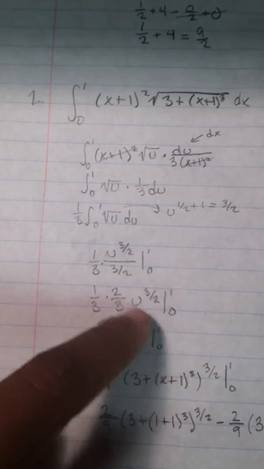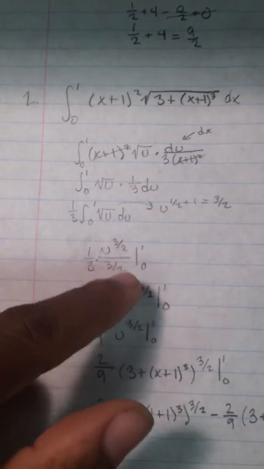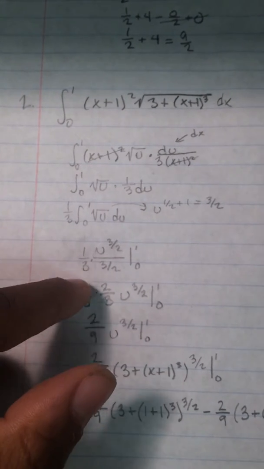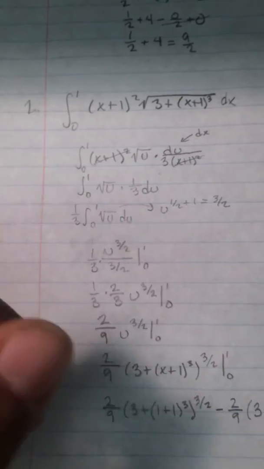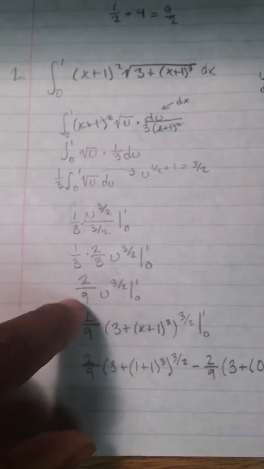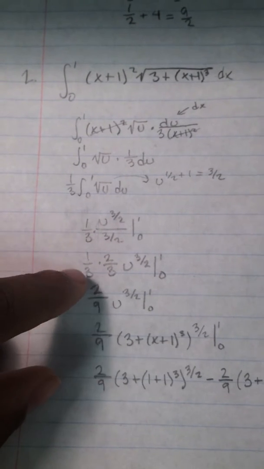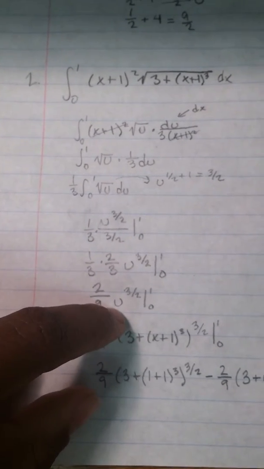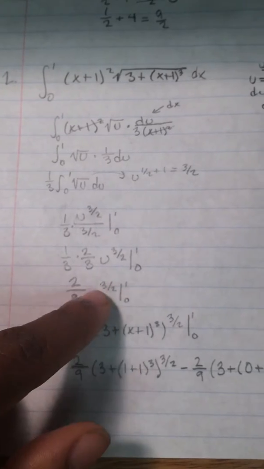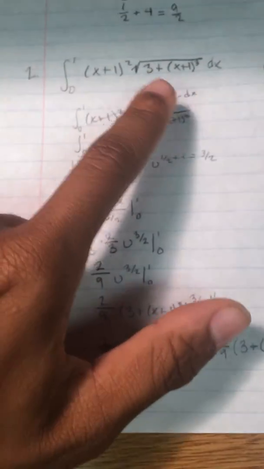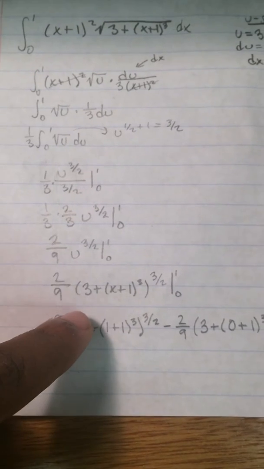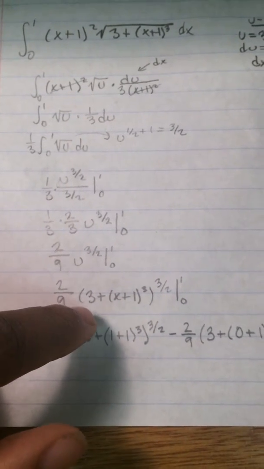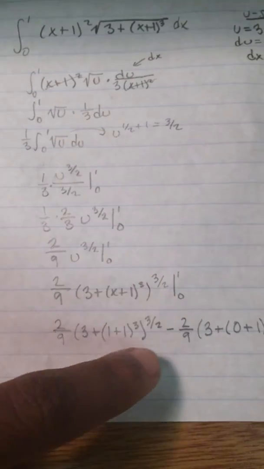So what I did here to make it easier, I multiplied by the reciprocal to bring this up. That will give you 1/3 times 2/3 times u to the 3/2, and you still have to plug in the values. Simplifying this, 2/9 u to the 3/2, and then plugging the real value in for u, which is the 3 plus (x plus 1) cubed. You plug that in, and so you're left with 2/9 times (3 plus (x plus 1) cubed) to the 3/2.